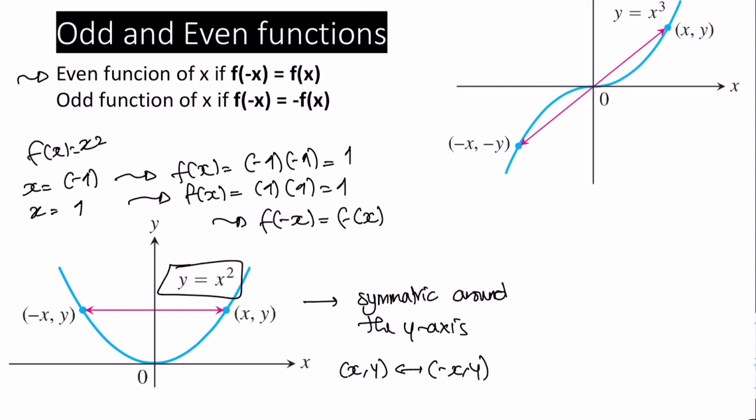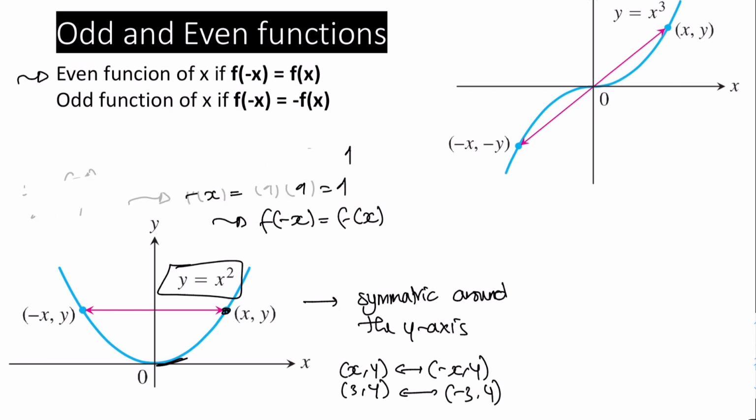So for example, if I have a point in my function, let's say 3, 4, then I should get from the other side minus 3, 4. This is for the even function. The condition for an even function, which is symmetric around the y-axis, as you can see here, is to have f of x equal to f of minus x.